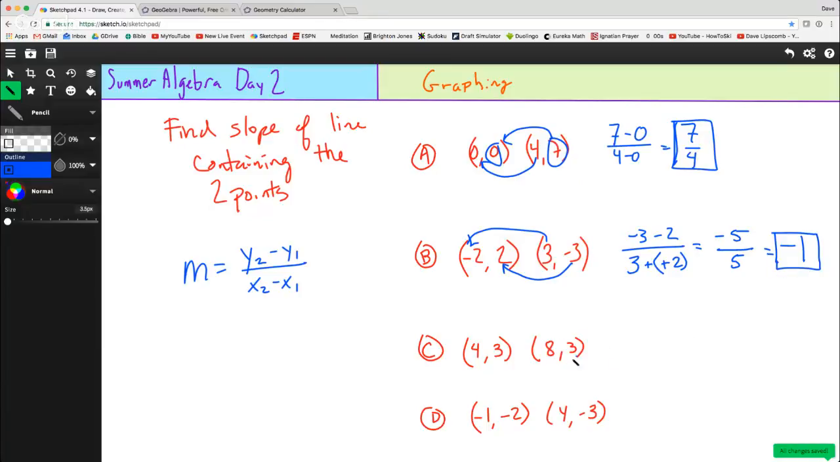Let's do this one more time. Y's, x's. 3 minus 3 over 8 minus 4. Oh, wait, what's going on? We have 0 over 4. Well, that's a slope of 0. And that's going to be a horizontal line.